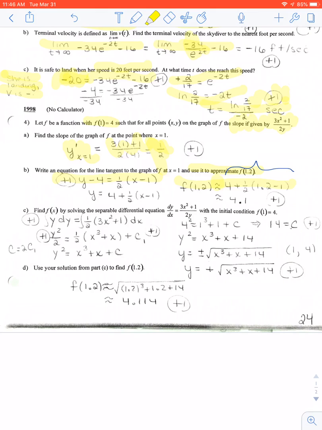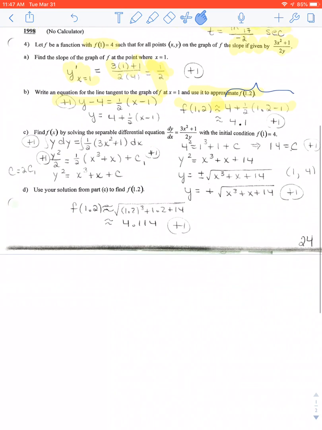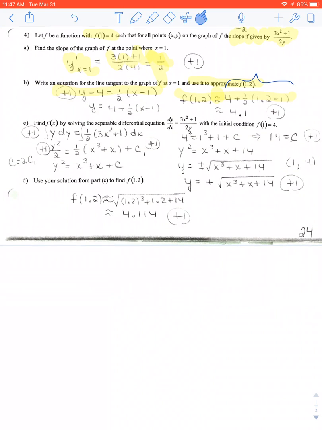Part C wants us to find f of x. This one's a little tricky because we have to figure out whether we want the positive or the negative square root. First, give yourself a point if you separated correctly. If you don't do that separation, you don't get any points. There's this half here. Keep it away from what you're solving for, because that really causes issues in some problems. Then integrate the left side, give yourself a point. And integrating the right side and the plus c gets you 1 point.